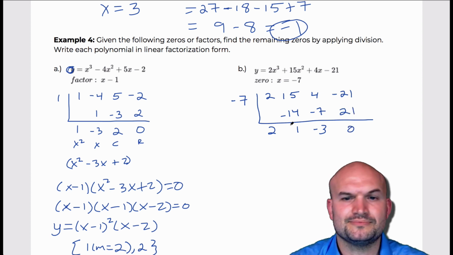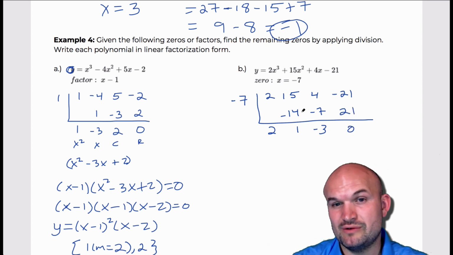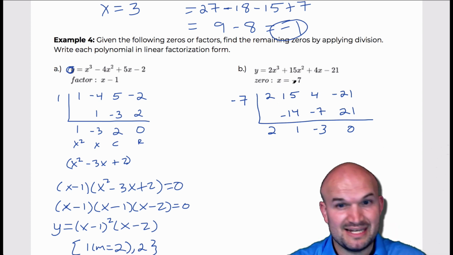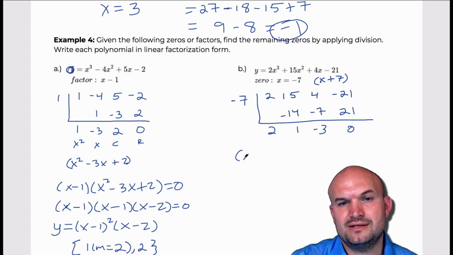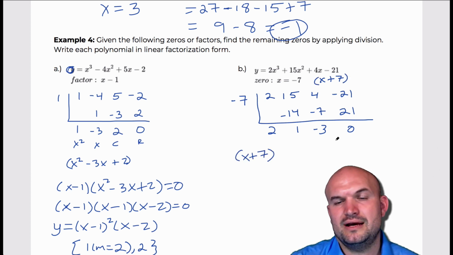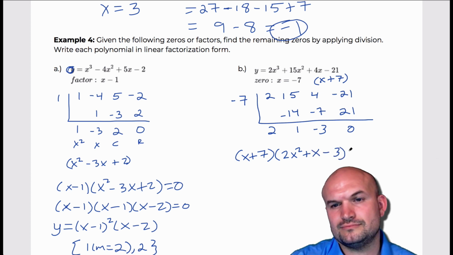Awesome. Sweet. So therefore, again, now I can rewrite this as a product. If this is my zero, that means x plus 7 is my factor. So I'm going to immediately write it that way. So I have x plus 7. And then this is remainder, constant, linear, quadratic. So I have 2x squared plus x minus 3.